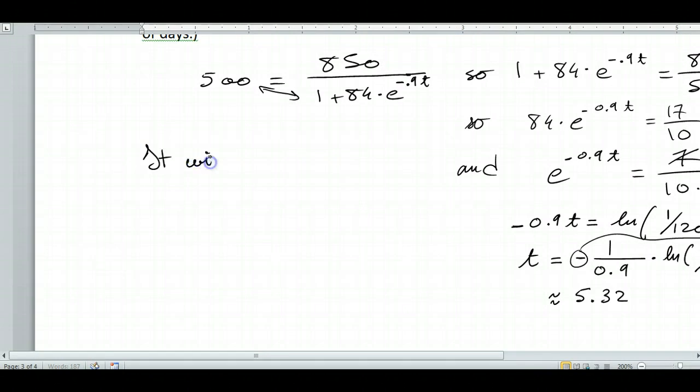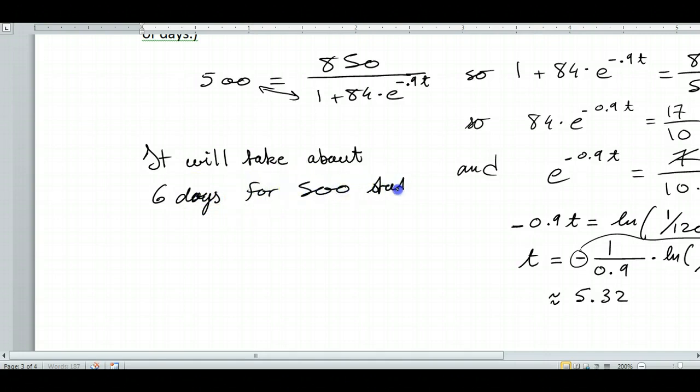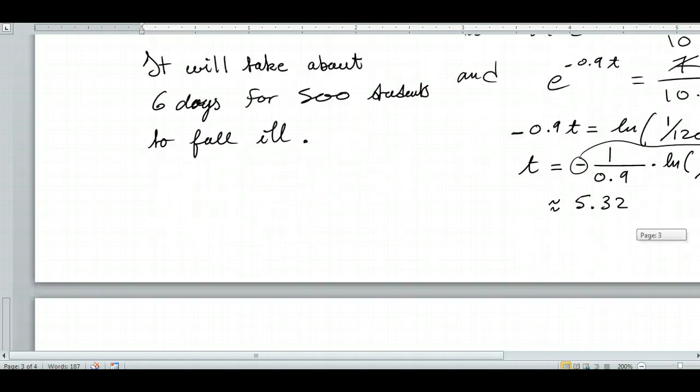So I'm gonna say it will take about, to an entire number, so not 5, because at 5 you don't have 500 students sick. Not 5, it has to be 6. 6 days for 500 students to fall ill. Okay, all right.